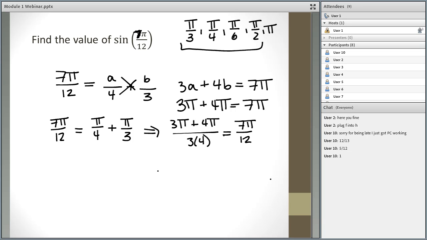And again, there are many, many different ways that you could rewrite 7 pi over 12. This is just one that works. So why I would do this is, sine of 7 pi over 12, I can now write as the sine of pi over 4 plus pi over 3.